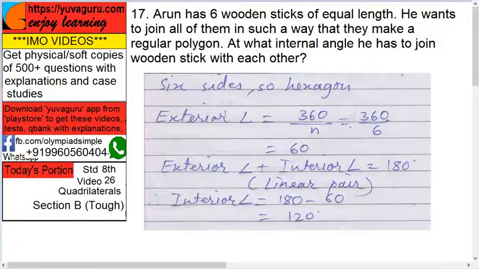6 sides, so hexagon. So exterior angle equals 360 upon n. Okay, this is a simpler way. So n is 6. So 360 upon 6, that is 60. Now exterior you know. Now what is the relation between exterior and interior angle? They make a linear pair. Right? We want the interior angle and exterior we know is 60. So take 60 on this side. Interior angle equals 180 minus 60, that is 120 degrees. So this is the internal angle required.